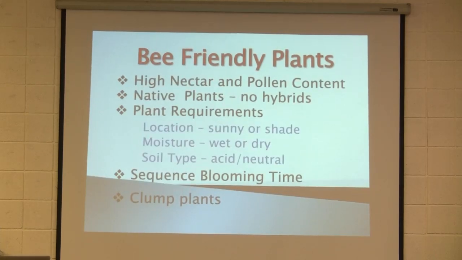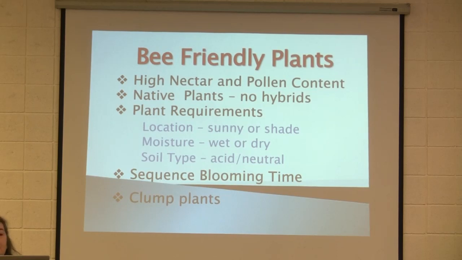So the bee-friendly plants that we need are high nectar plants and a high pollen content. These are native plants, no hybrids. Hybrids decrease the pollen and they decrease the nectar. So native plants. You also need to be aware of the location of where you're planting the plants, whether they're shady plants or sunny plants, how much moisture they take, a wet place or a dry place, and the soil type, if your soil is acidic, neutral, or basic.